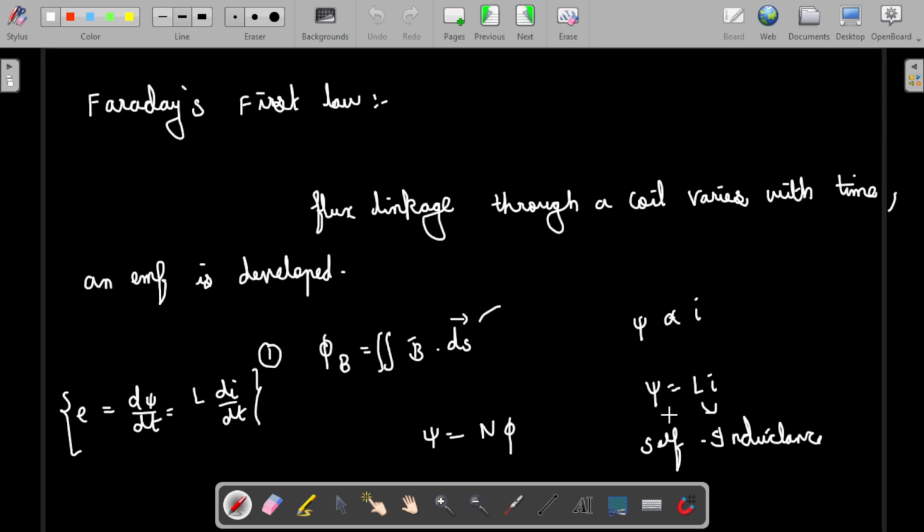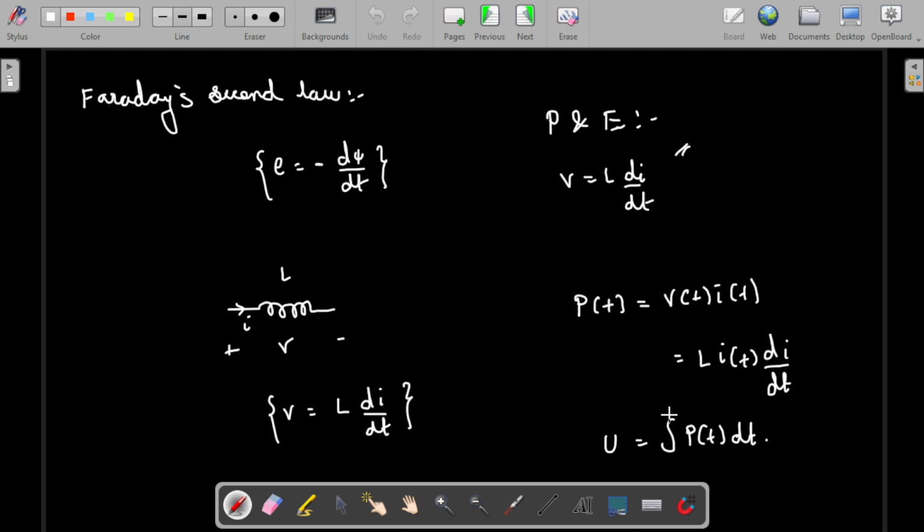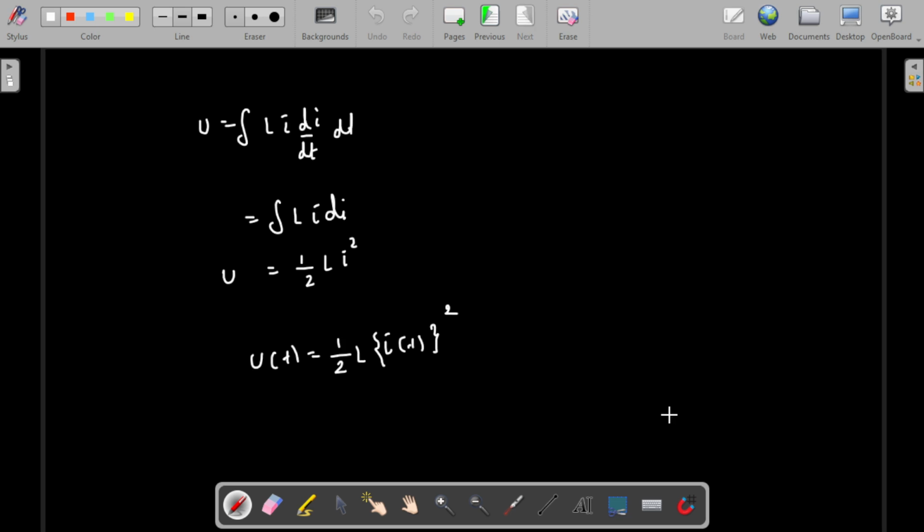What I can simply state is that whenever there is a current flowing over the inductance or the coiled wire, there will be flux linkage happening. Because of this flux linkage, an induced EMF is produced. That induced EMF is equal to L di by dt. From there we are calculating the power, and then we are calculating the energy stored in the inductance. Next lecture we will calculate the same for the capacitance.